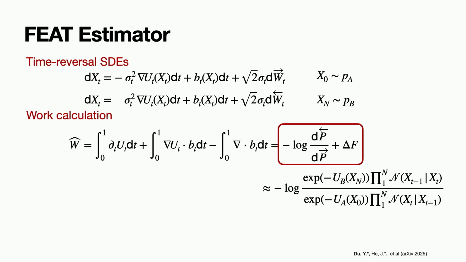So that's how we do it, and that's how we train, how we learn the score, like nabla U, and how we learn the control B, right? After it's learned, the next thing we need to do is calculate the work. Then how do we calculate work?